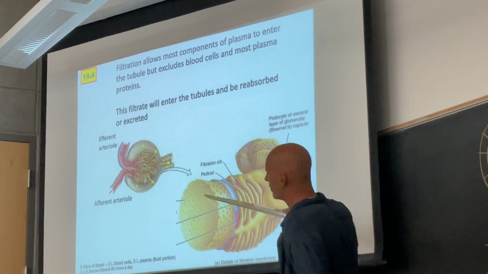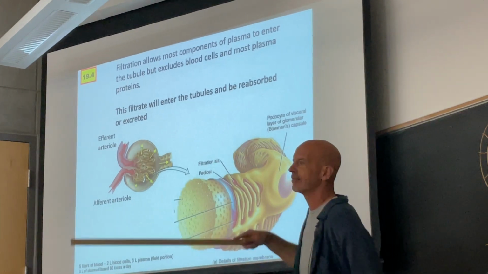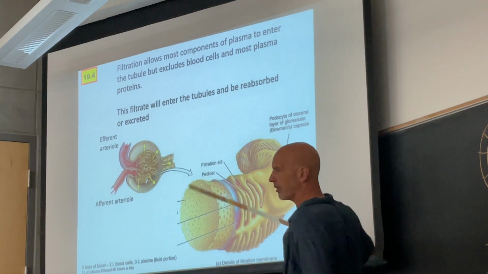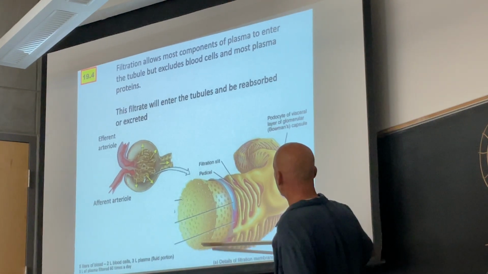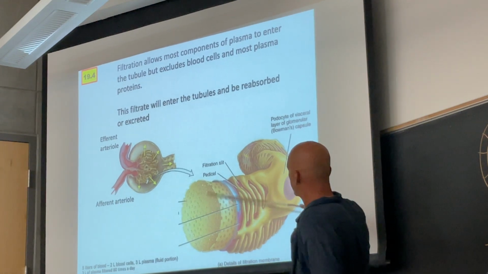A red blood cell is about this big. There's no red blood cells coming out of here. If you have blood in your urine and it's coming from this, there's a problem, right? That means this has been broken down at some point. You shouldn't have that. Also, proteins are usually too big to get through there.